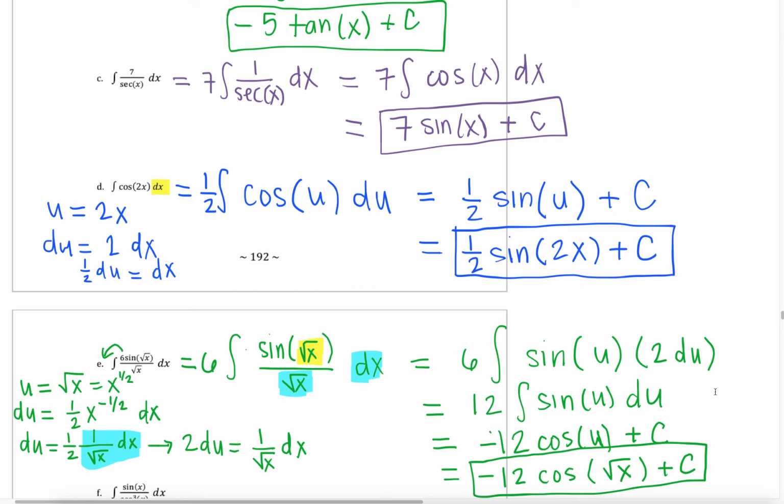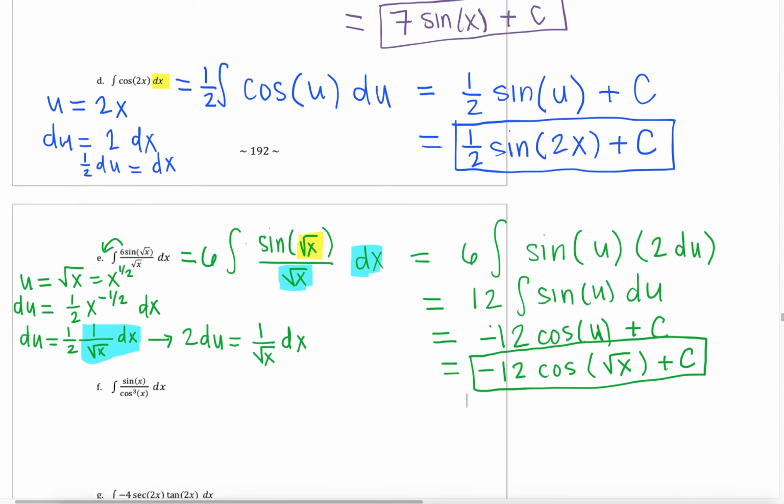And one thing to remind you guys of is you guys can always check your work. Remember, derivatives and integrals are undoing each other. So to check my work here, I should be able to take the derivative of this function and end up with the integrand that I started with. And if you take the derivative of our answer here, you will end up with the integrand that we started with.